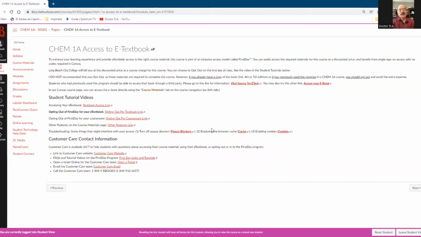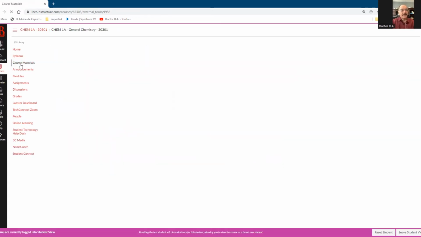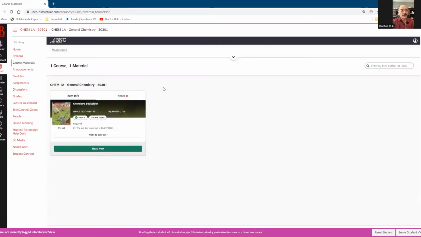So very important, access to your e-textbook. As I said, you have been enrolled automatically in a program called Inclusive Access or First Day. That means that you have already been charged for access to the book. And you can access the book here on the left in the course navigation bar where it says course materials. If you click that, it'll open up to a page from where you can access your book.